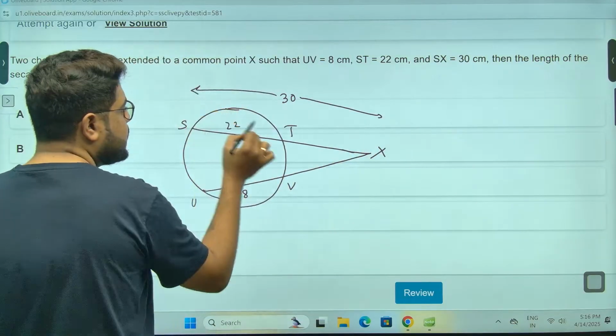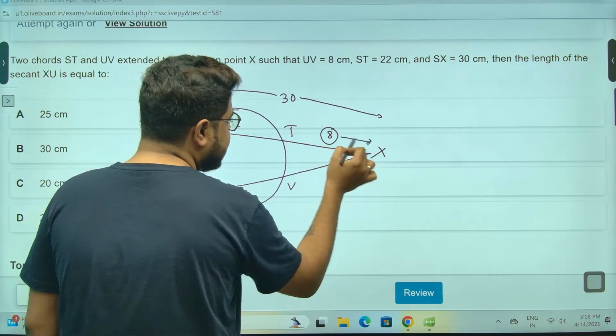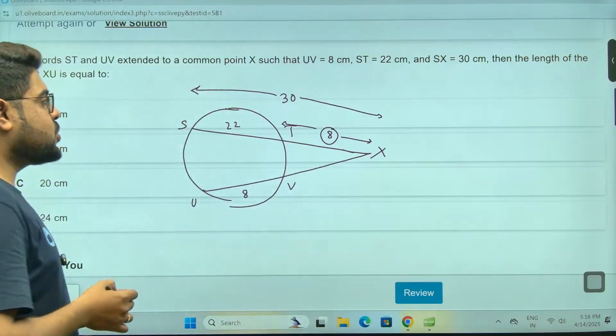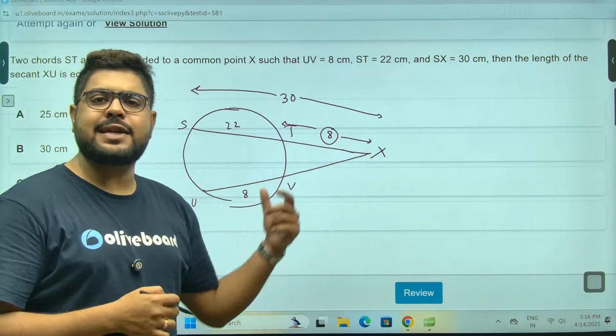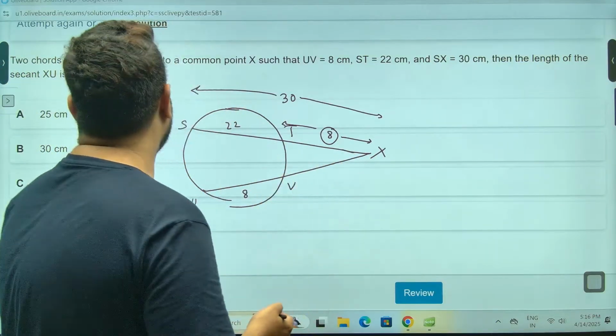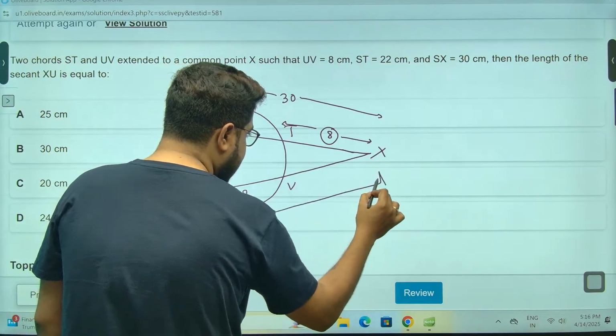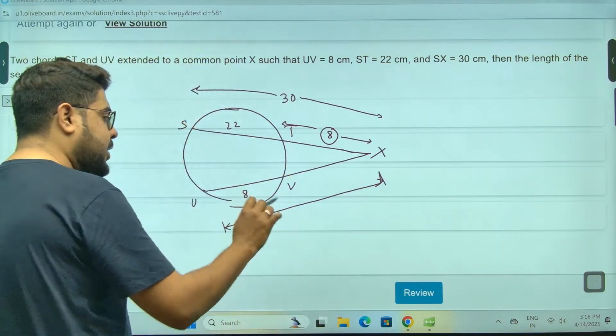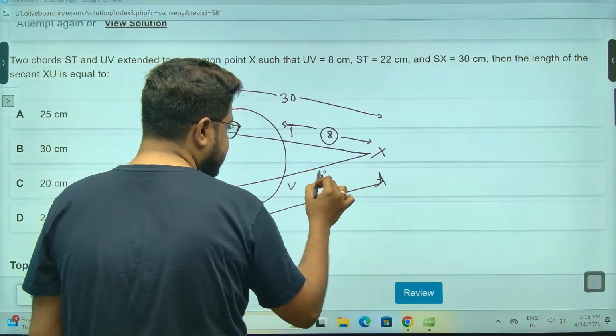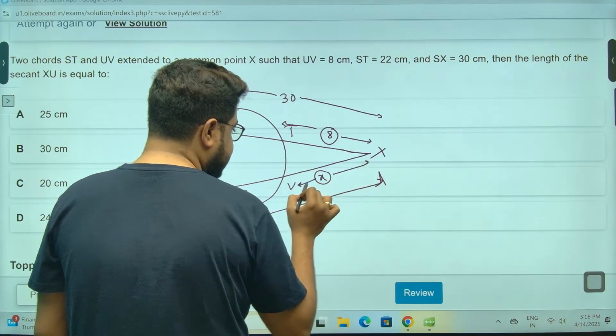So that means this is 8. Everybody should say this. Total 30, this much 22, this is 8. Now, length of XU, meaning they're asking us this length. I'll not take this length, I'll take this as x. This much I'm taking as x.